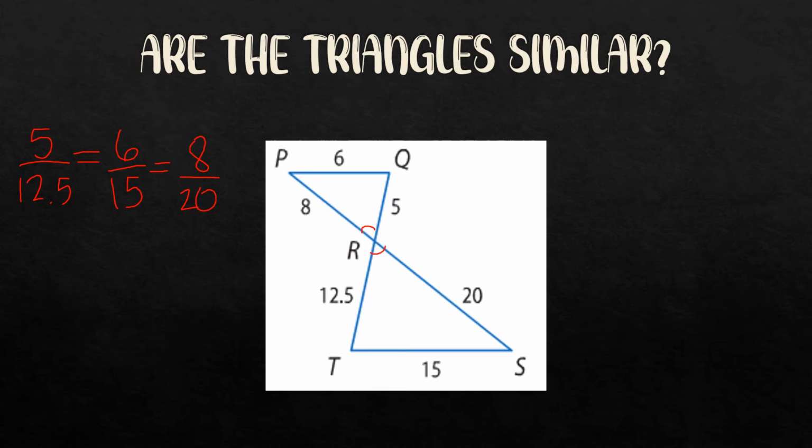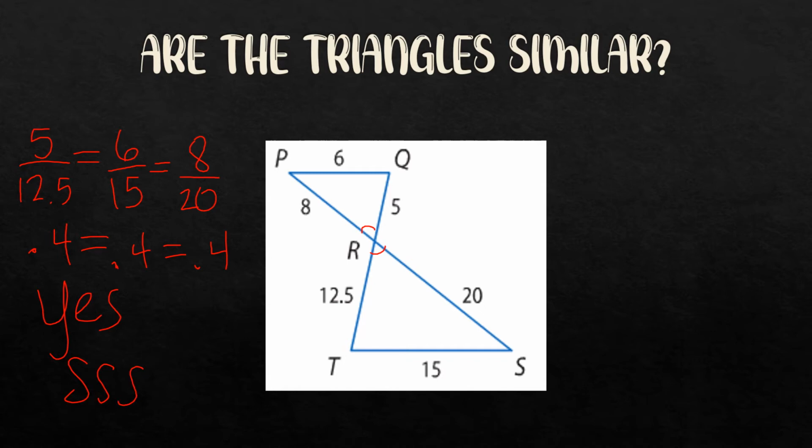The fact that you have 5 over 12.5 might throw you off a little bit. It may be more difficult for you to simplify it with a decimal in it. So if you want to, you can just change these all to decimals. 5 divided by 12.5 is 0.4. 6 divided by 15 is also 0.4. And 8 divided by 20 is also 0.4. So since all three sides are proportional, these are similar by side, side, side.